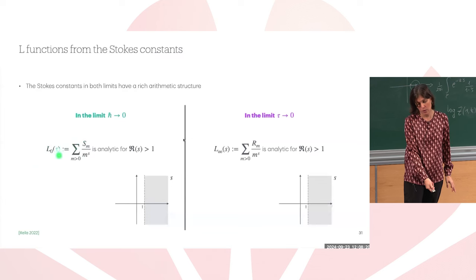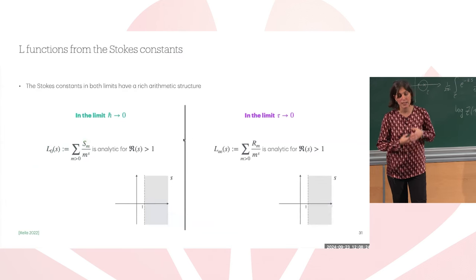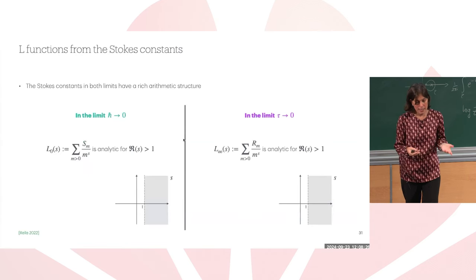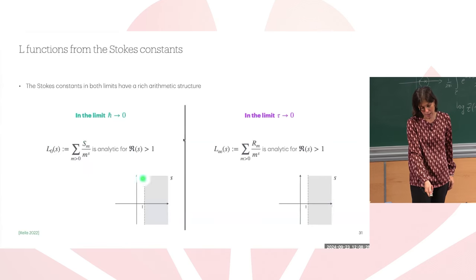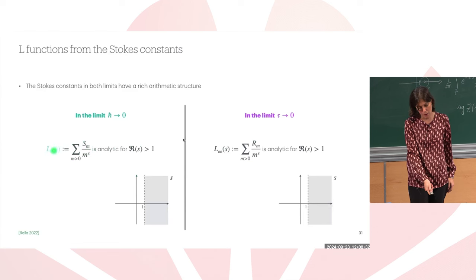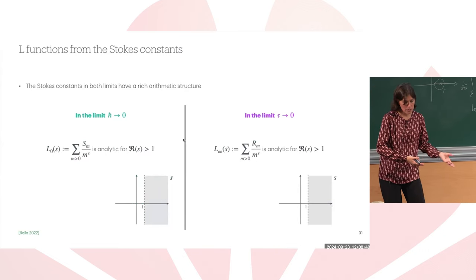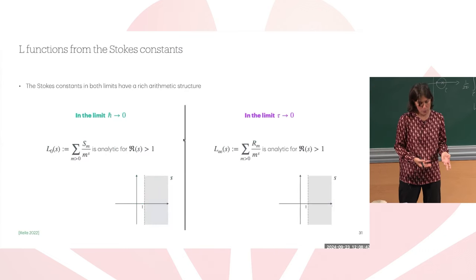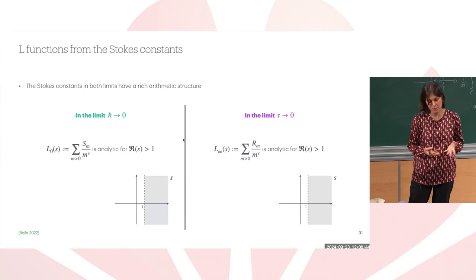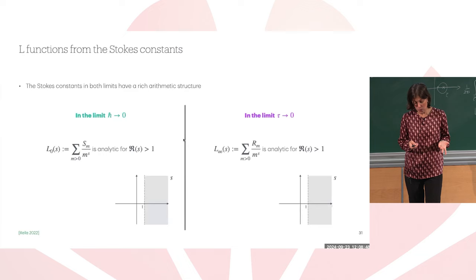Now, you can always try to write a function like that, but if the Stokes constants don't grow too much, then this is well defined, and in particular, in both cases, they are functions now of the variable little s, which I've defined on this right half plane. So we have built a new analytic function out of the Stokes constants, which are the data proposed by resurgence. We know they are well defined. Okay, what can we ask?